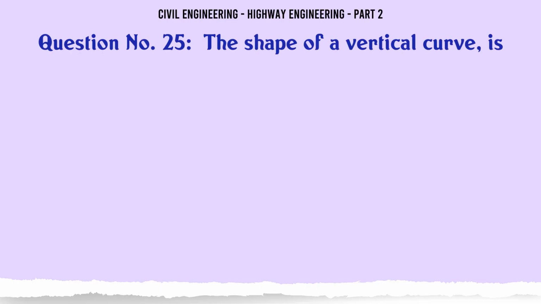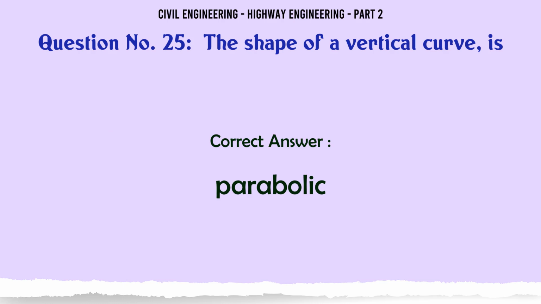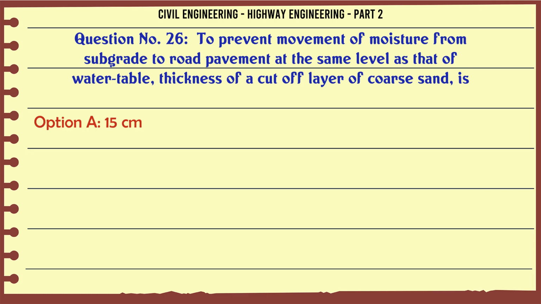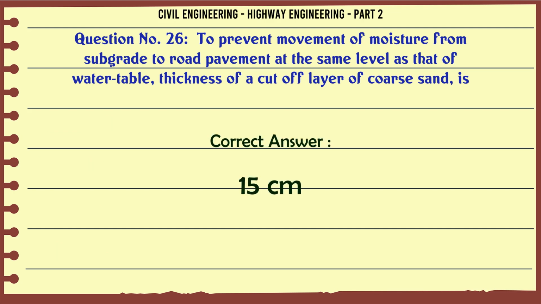The shape of a vertical curve is A. parabolic, B. elliptical, C. circular, D. spiral. The correct answer is parabolic. To prevent movement of moisture from subgrade to road pavement at the same level as that of water table, thickness of a cut-off layer of coarse sand is A. 15 cm, B. 20 cm, C. 30 cm, D. 45 centimeters. The correct answer is 15 centimeters.